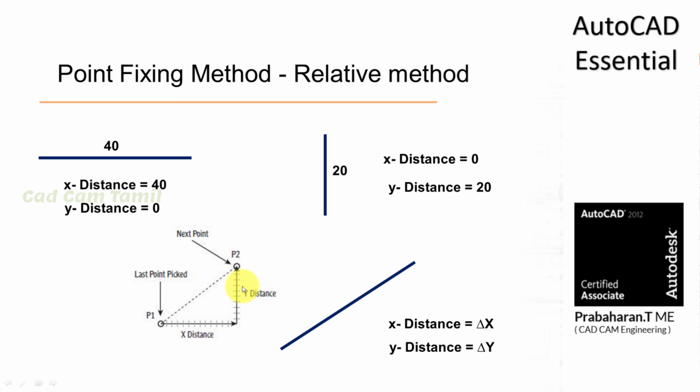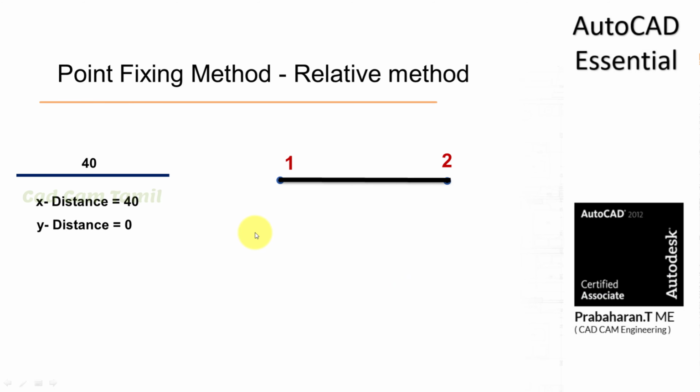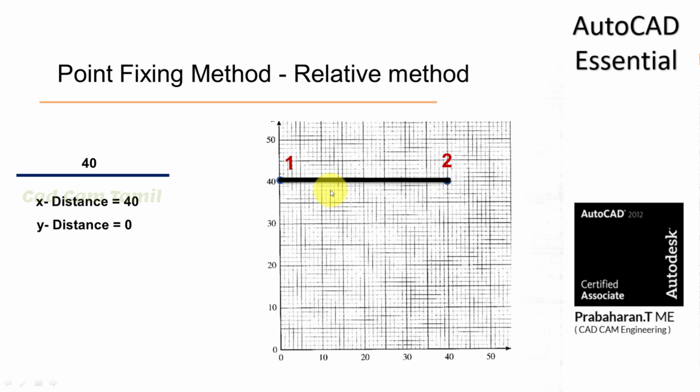Now you may have some doubt how exactly the x line will have 40 and y becomes 0. Similarly, how the y distance becomes 20 and x becomes 0. In a similar way, how the inclined line has some distance. Let us discuss in detail because this is very important for the point fixing method. Now, take the first line. This is point number 1, point number 2. The distance between point 1 and 2 is 40, we know that. Imagine we are drawing this line on a graph sheet. What is the gap between point 1 and 2?